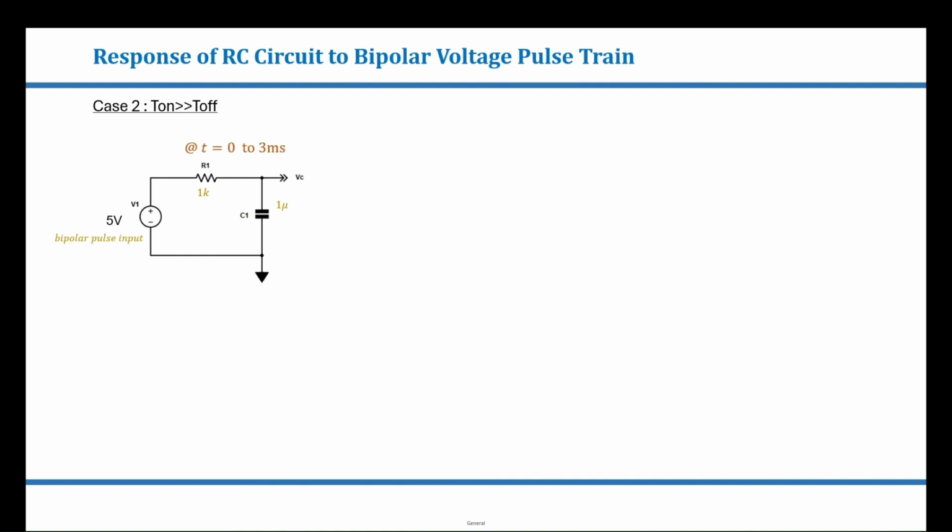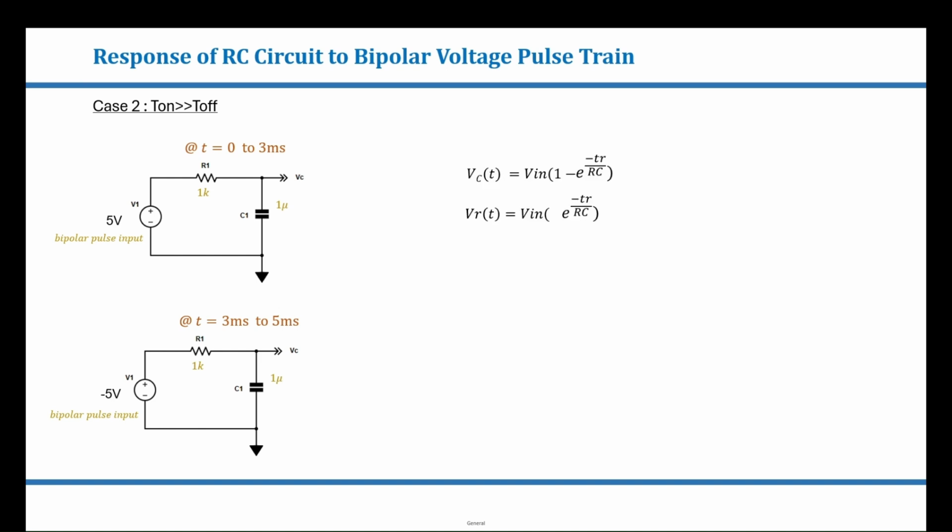Now let's consider a case where T on is much greater than T off. T on here is 3 milliseconds, T off is 2 milliseconds. Now during the on period, the voltage across the capacitor and resistor can be calculated using the equation given. During the off period, the input voltage is minus 5 volts, and using the superposition theorem that we discussed previously, the voltage across the capacitor and resistor can be calculated.